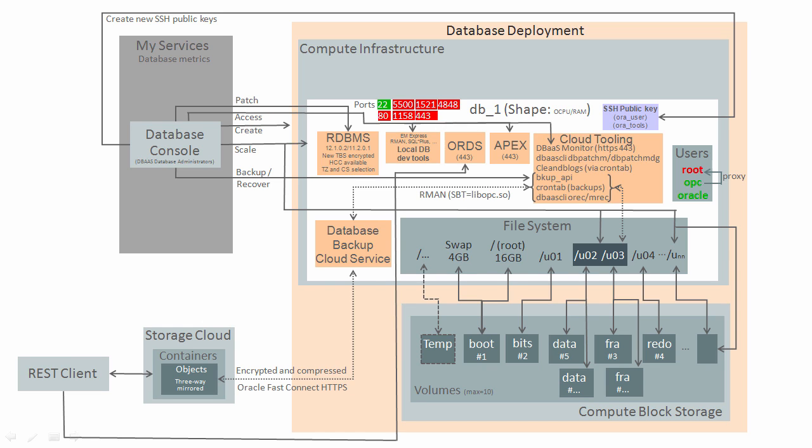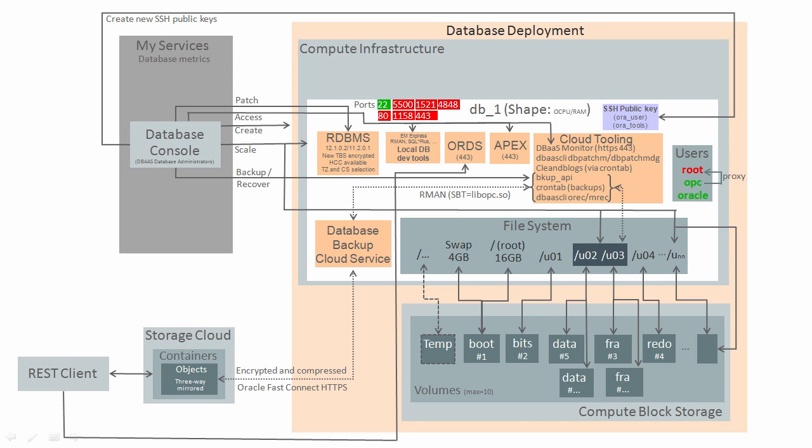The goal of the compute block storage layer is to allocate volumes that can be attached to your VM. A maximum of 10 volumes can be attached to a single VM, and by default, when you create your database as a service instance, 5 volumes are created.